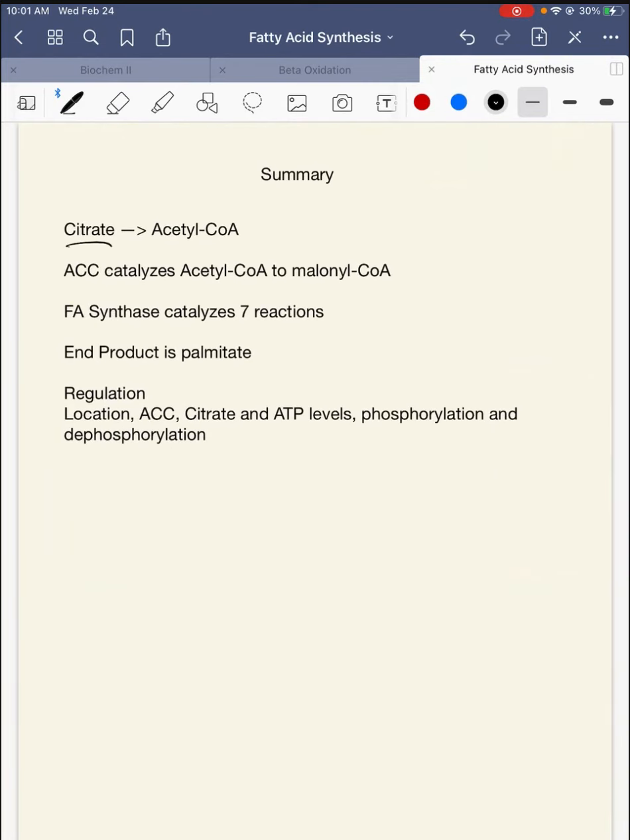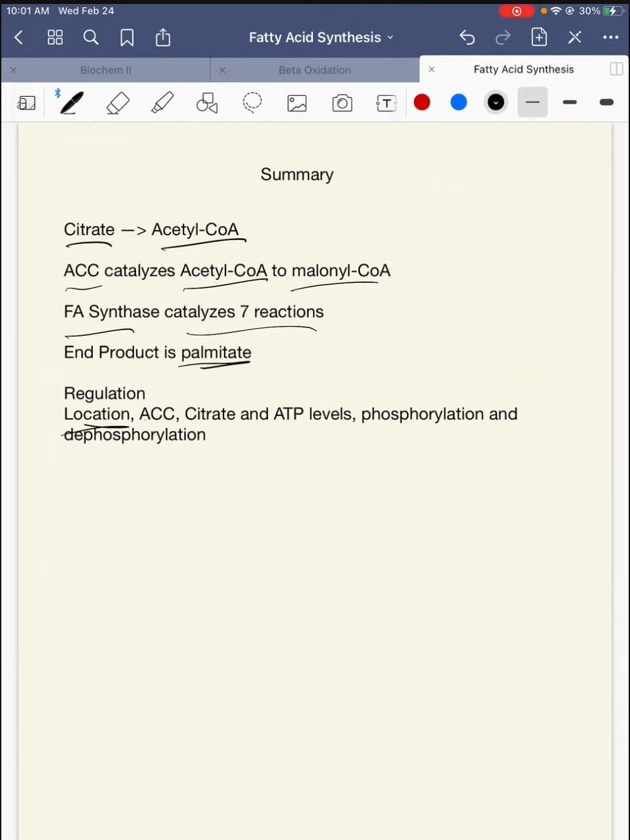Let's go over some summary. Citrate goes into acetyl-CoA in the cytoplasm. ACC catalyzes acetyl-CoA to malonyl-CoA. Fatty acid synthase then catalyzes 7 different reactions. Our end product is palmitate. Regulation can be controlled by location. Remember, fatty acid synthesis happens in the cytosol, and beta oxidation happens in the mitochondria.